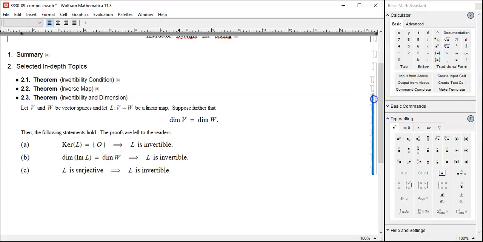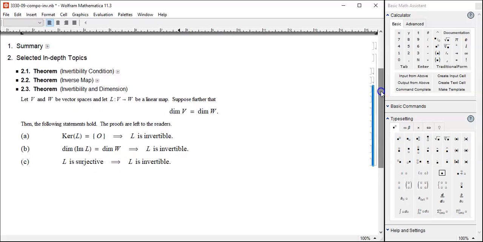Okay, we have just a little bit of time left for mentioning 2.3, and all of these are going to be left to the students. Think about the rank theorem, and some of them may be homework problems.